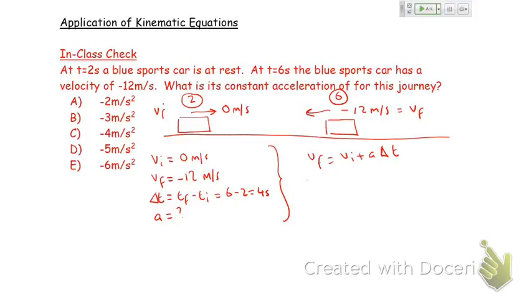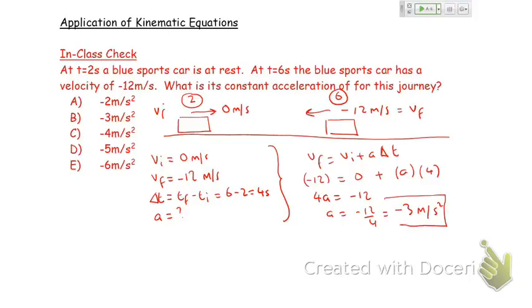So I'm going to say minus 12 is equal to 0 plus A times 4. So 4A is equal to minus 12, so A is equal to minus 12 over 4, which equals minus 3 meters per second squared. Just double check I did that right. Vf is V0 plus A delta T. Yeah, cool. So there it is.